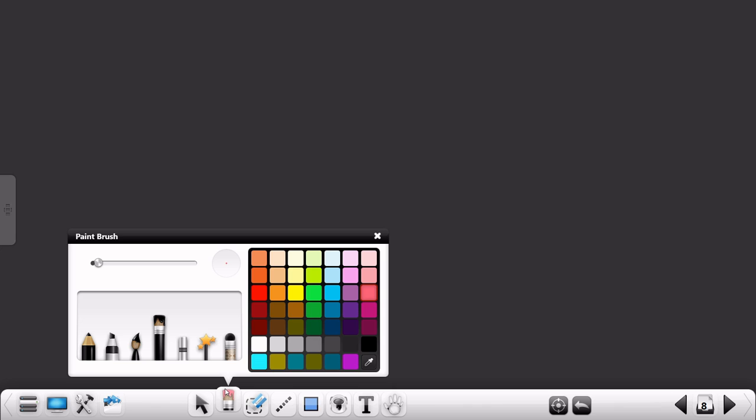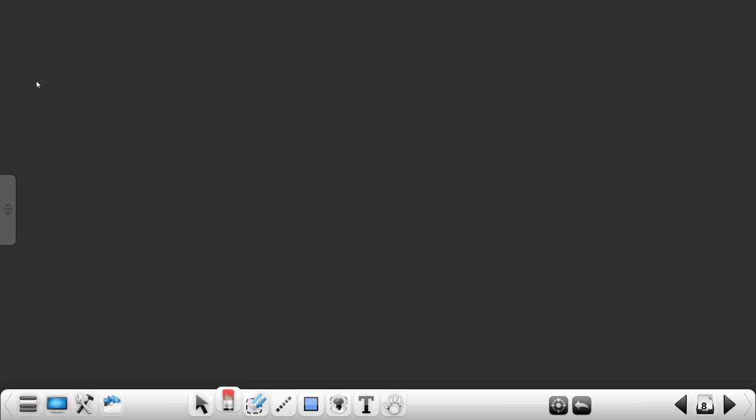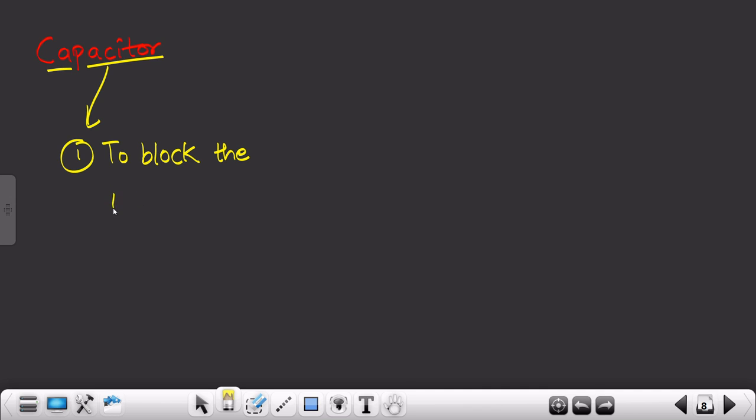I don't know whether you had enrolled in the very first course of analog electronics or not, but at that time I told you that there is one component responsible for blocking the DC signal and passing the AC signal, and the name of that component is the capacitor. So what is the function of the capacitor here? This capacitor has two primary functions. The first function is to block the DC signal, direct current. And the second function of the capacitor is to pass the AC signal.